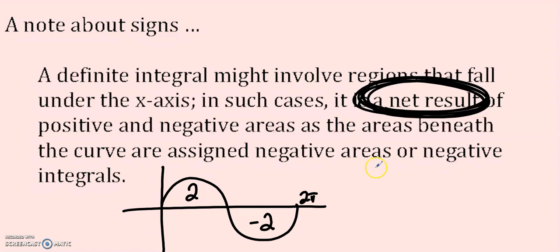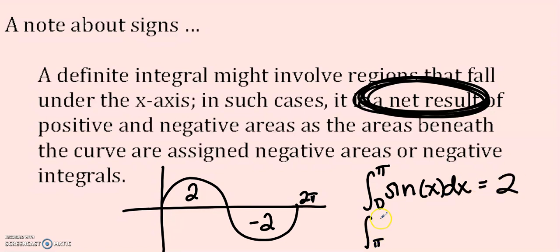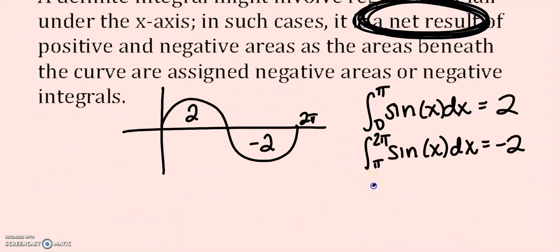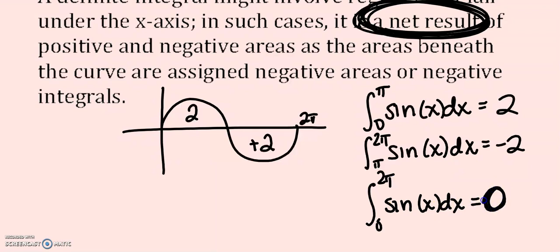So the integral from 0 to pi of sine of x is equal to 2. The integral from pi to 2 pi is equal to negative 2, which means that the integral, I'm actually going to call this positive 2, but below the x-axis, we'll go with that, from 0 to 2 pi of sine of x dx is equal to 0, because these things will negate each other.